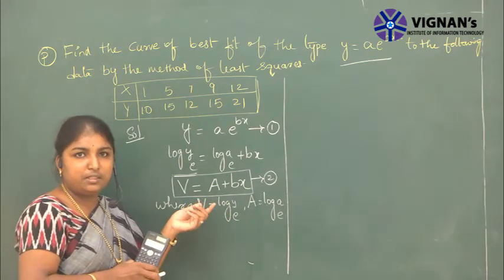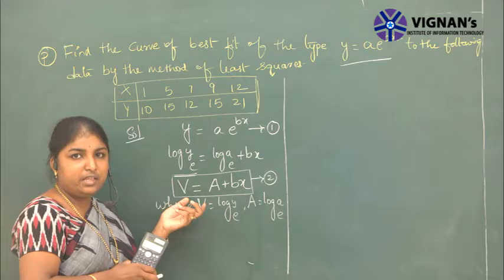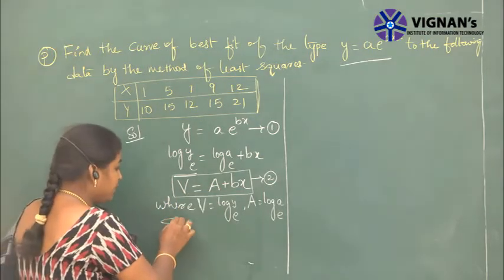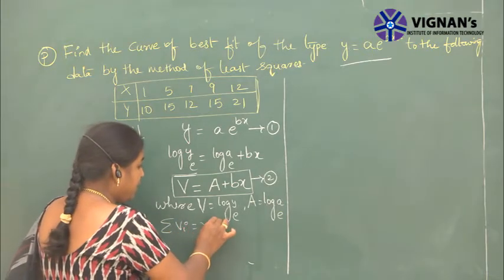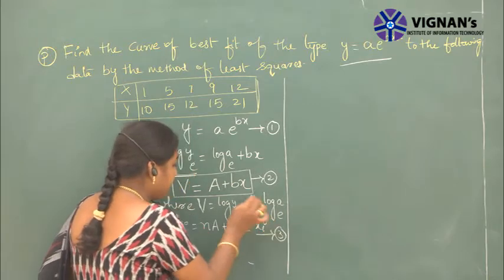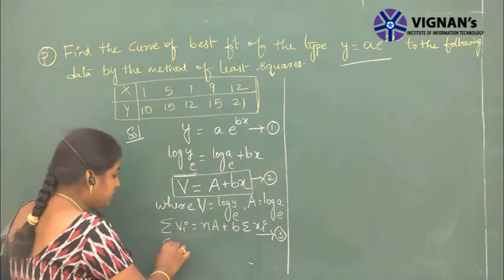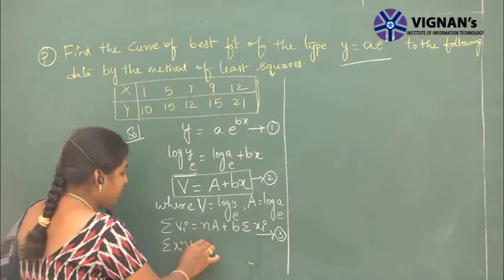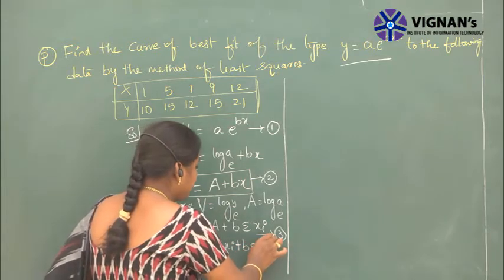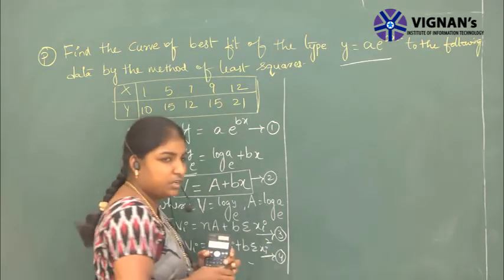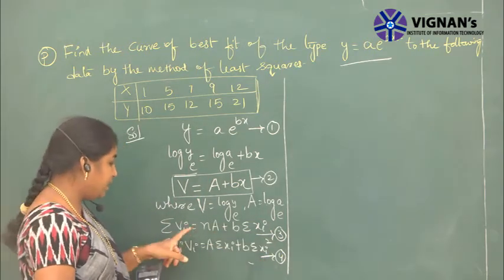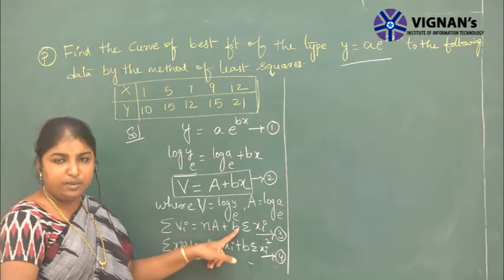Now we are using the method of least squares. We write the normal equations for this equation 2. That is summation Vi equal to N A plus B summation Xi, this is equation 3, and the second normal equation is summation xi Vi equal to A summation xi plus B summation xi square, this is equation 4. So now we want to solve equations 3 and 4 to get capital A and small b values.